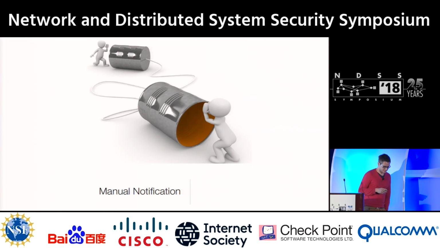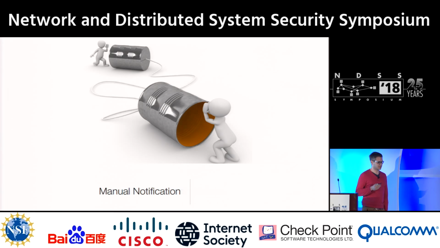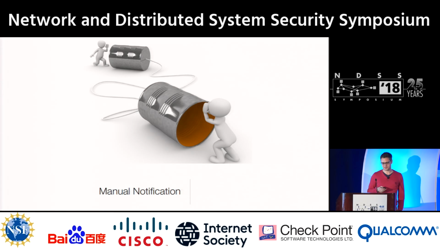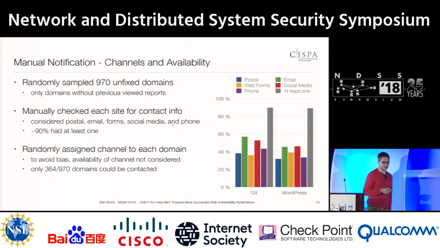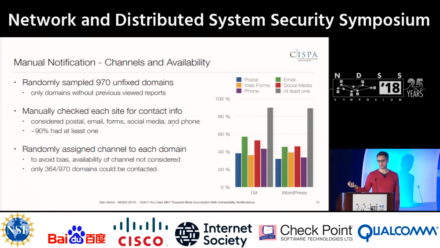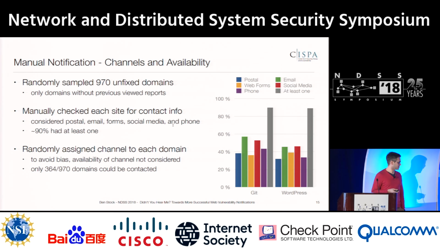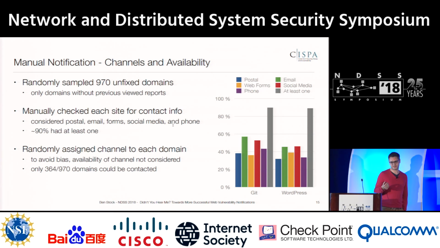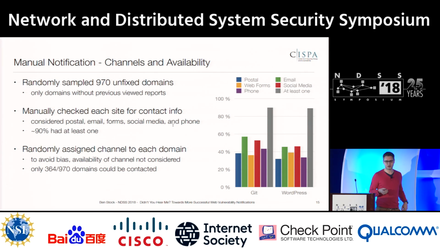Okay. So the second thing that we did is do a manual notification. So we tried to assess whether this would be more suited than this fully automated approach using these generic email addresses. To that end, we initially randomly sampled 1,000 domains. We removed 30 because these were from the core dumps that we excluded later in the experiment. And we only took those domains that were unfixed and had not viewed the report, so for which we were quite confident that we had not reached them yet.